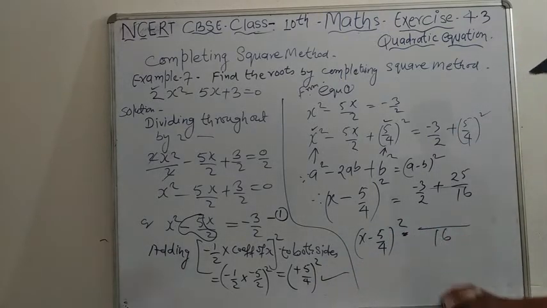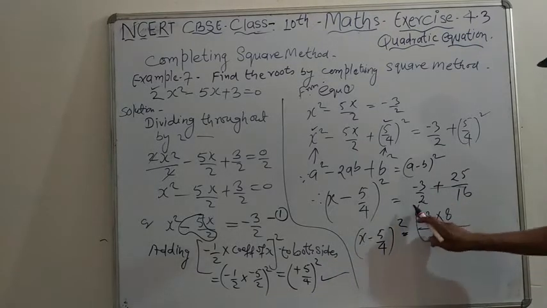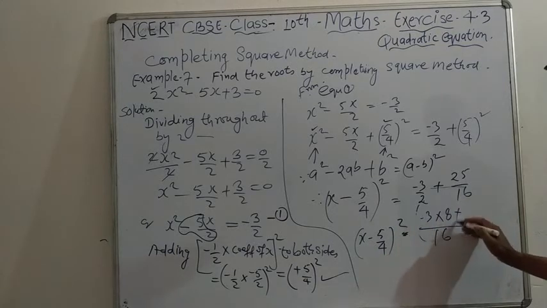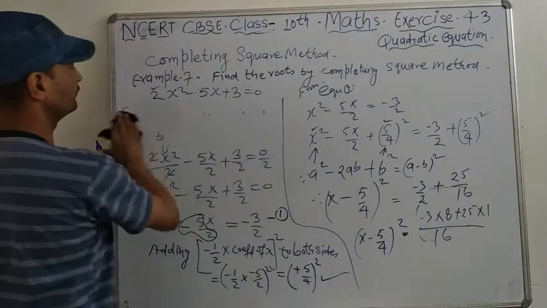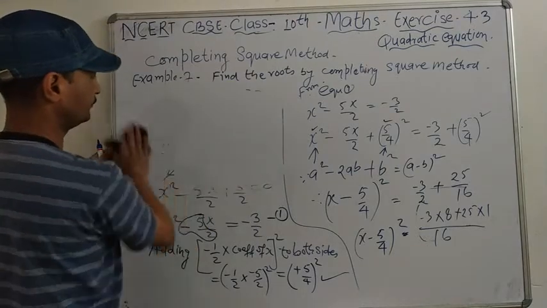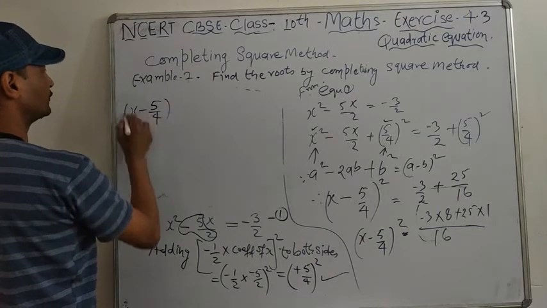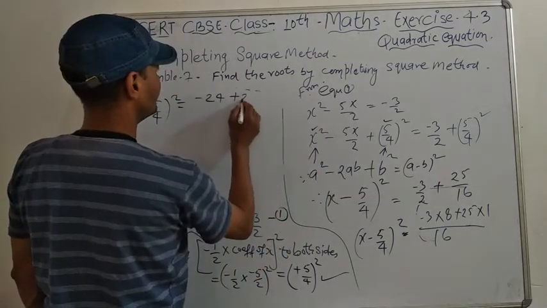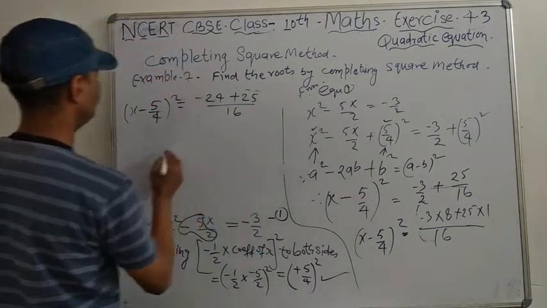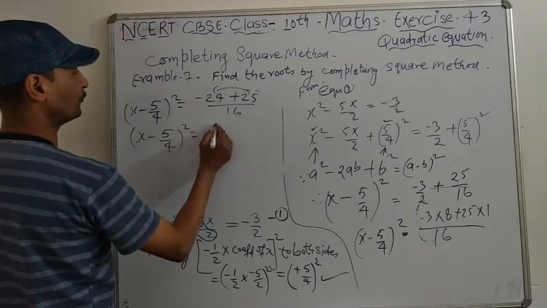Then x minus 5 by 4 square. The LCM of the denominators is 16. Minus 3 into 8 is minus 24, over 16, plus 25 by 16. So x minus 5 by 4 whole square equals minus 24 plus 25 by 16, which is 1 by 16.